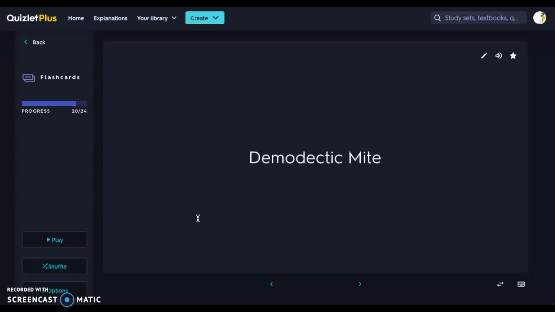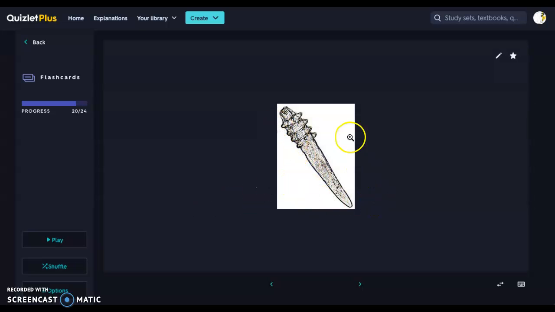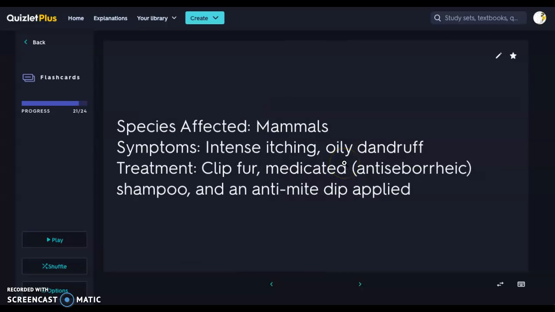So here is the Demodectic mite. So this is the mite. It's got its 8 legs up here. Here's its head, and then its body.